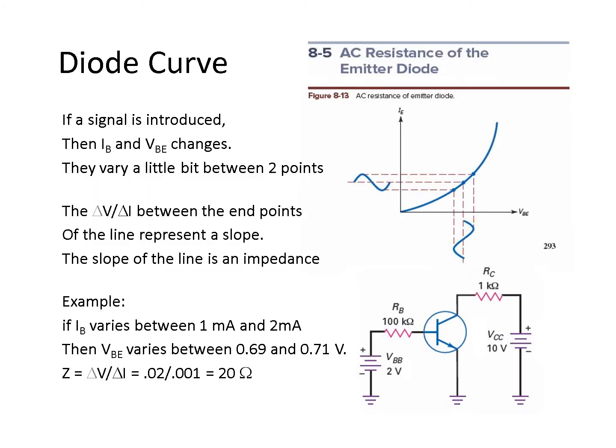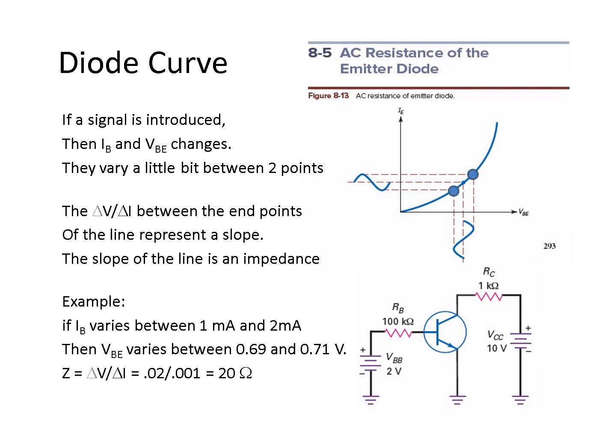However, if you apply a signal into the base here, then you're going to get the base current and VBE to change a little bit. It's going to vary between 2 points. So if you apply a signal, you're going to get IE and VBE to go back and forth between these 2 points. And you'll have a delta V and a delta I between the 2 endpoints in this area. So let me just put those 2 points down.